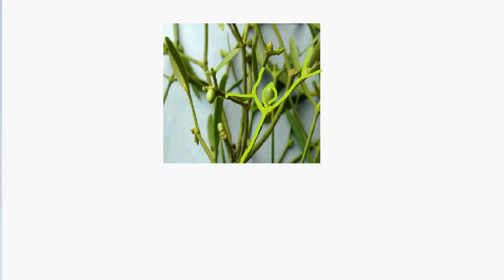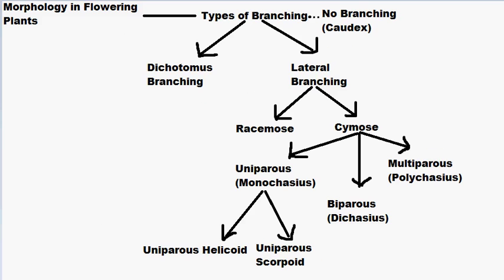So that was the viscum. That is the scientific name, viscum. Viscum plant is a parasitic plant. Alright, so we have talked about the biparous type of branching. Now we are remaining with only one type of branching. This is the multiparous type of branching. Alright, so let us talk about the multiparous type of branching.